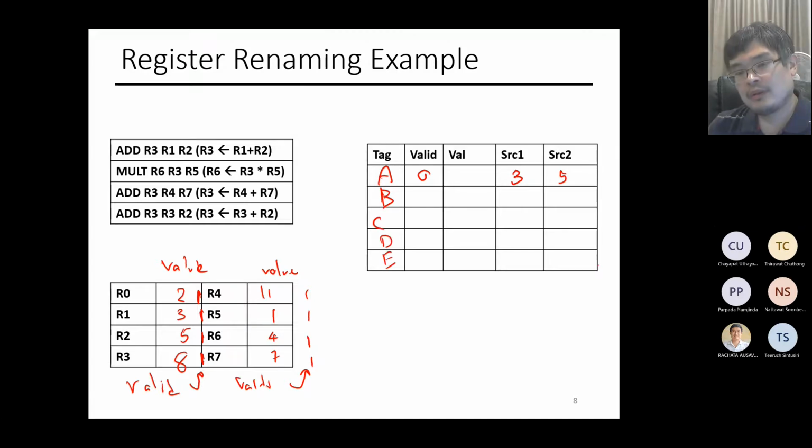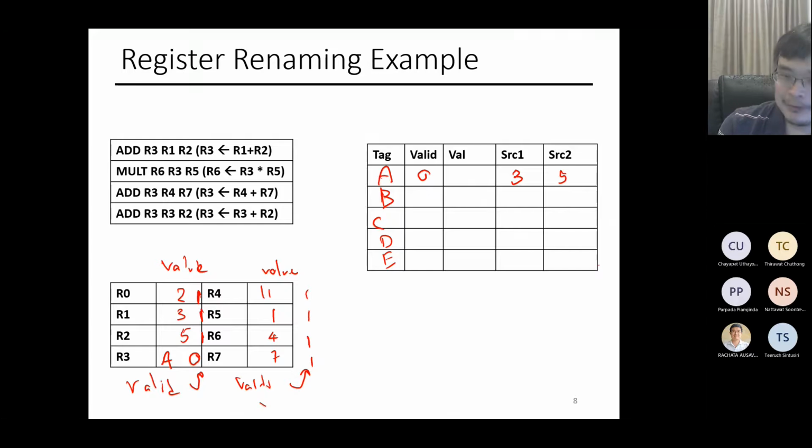Now, what I can do here is write the result back to R3. So in the register file, I just remove this, right? And I say, hey, if you want R3, go look at row A, because I don't have the valid value for it right now.